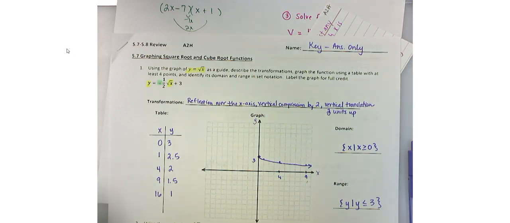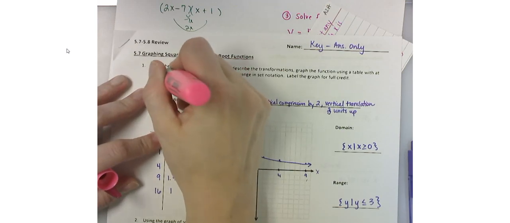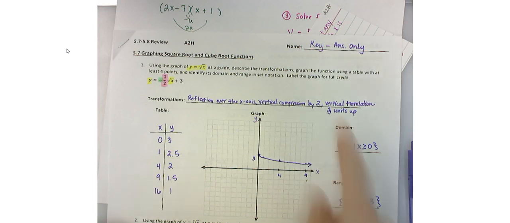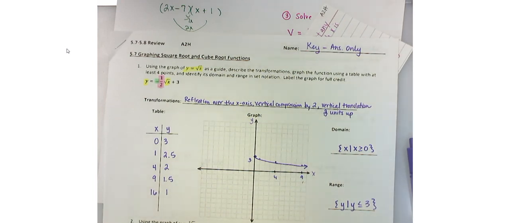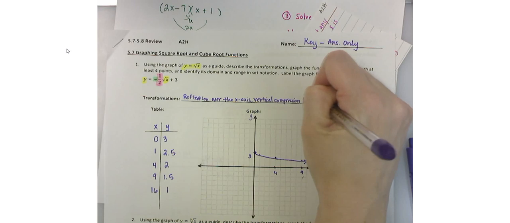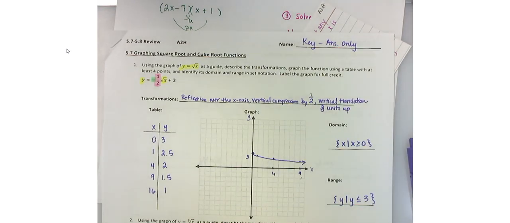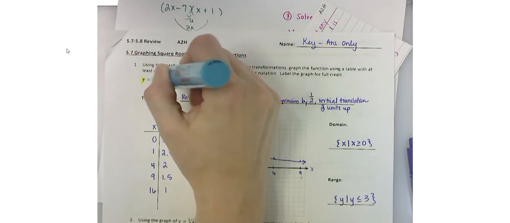The 1/2 is a vertical compression, and it should say by 1/2, not 2. Okay, by 1/2. Okay, and then the vertical translation is going to be 3 units up, and it's vertical because it is on the outside there. Okay, so if it's outside the radical, it is going to be a vertical translation.